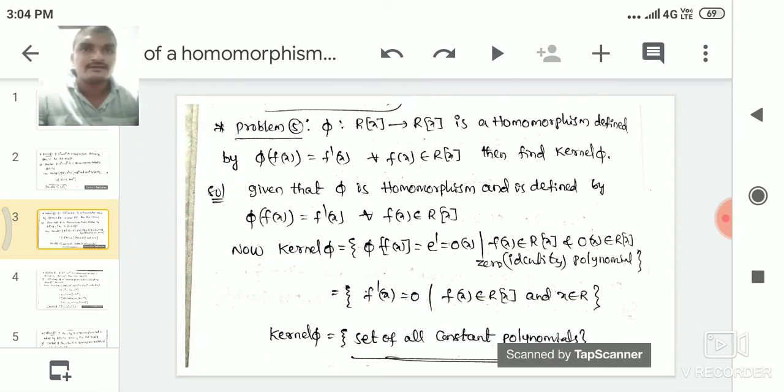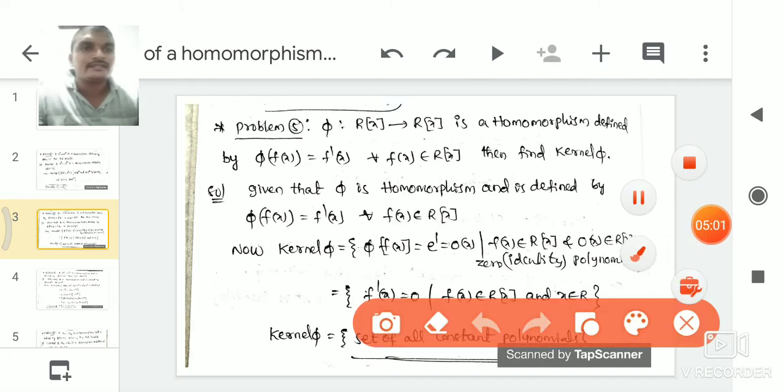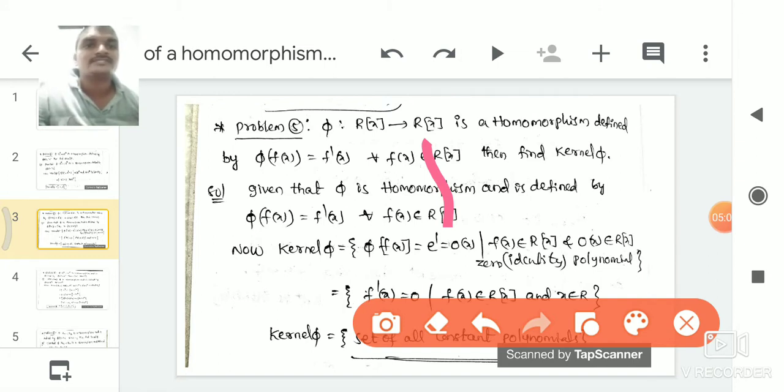So E dash is the identity element in the second polynomial group, this R of x. So this R of x is also a group with respect to addition. With respect to addition, the zero polynomial is 0 of x, such that f of x belongs to R of x and 0 of x belongs to R of x. So here 0 of x is the identity element, the identity polynomial or zero polynomial in the group R of x.